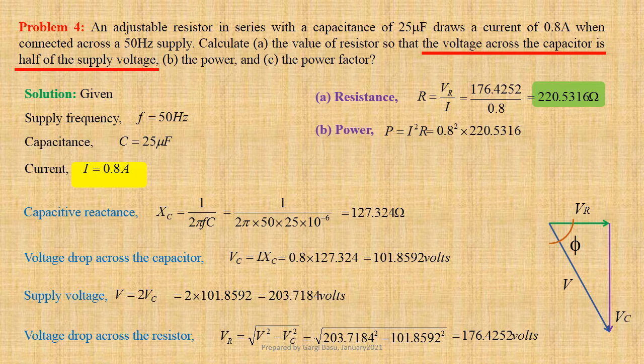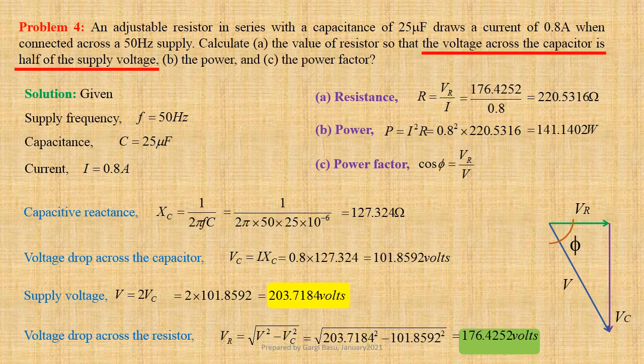Power consumed in the circuit P equals I square R, that is equal to 0.8 square into 220.5316. That gives us 141.1402 watt. Circuit power factor cos phi equals VR by V, that is equal to 176.4252 divided by 203.7184, that is equal to 0.866 leading.